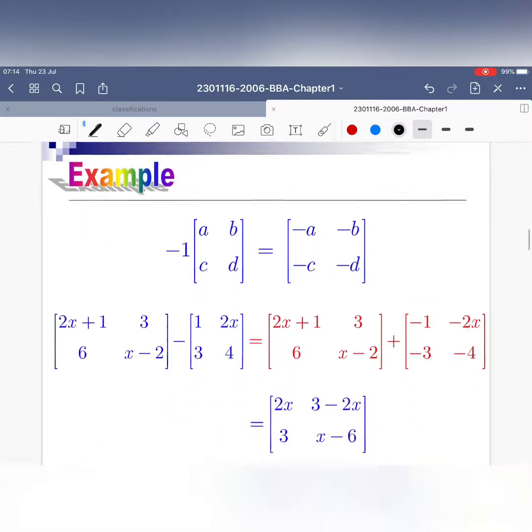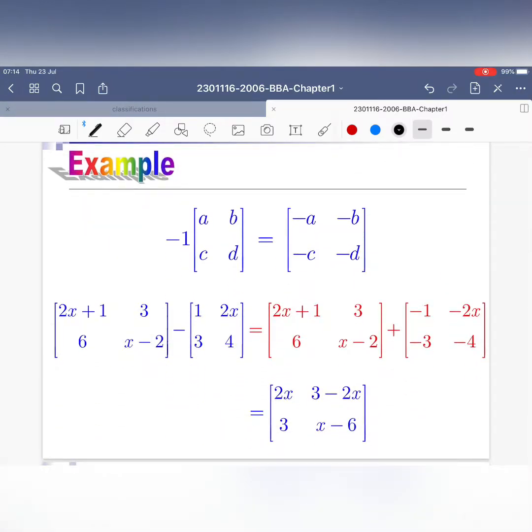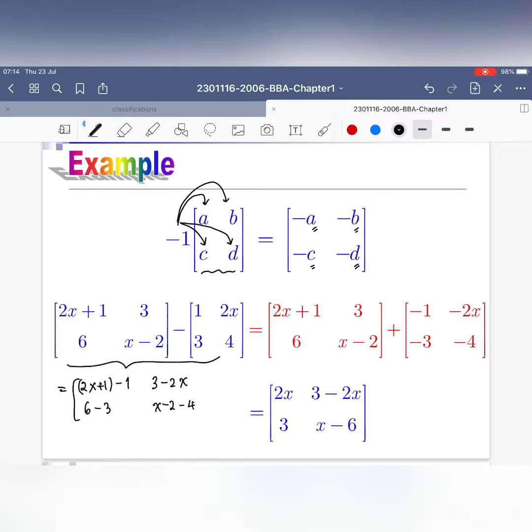Okay, so for example, if you're talking about a negative 1 and a matrix A, B, C, D like this, it means that each and every element is multiplied by negative 1. So you have negative A, negative B, negative C, and negative D. And if you're talking about the subtraction of these two matrices, it just means the same position subtract each other, just like that, right? Just do the same position subtraction.